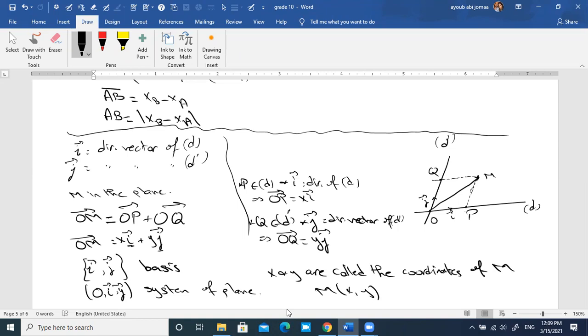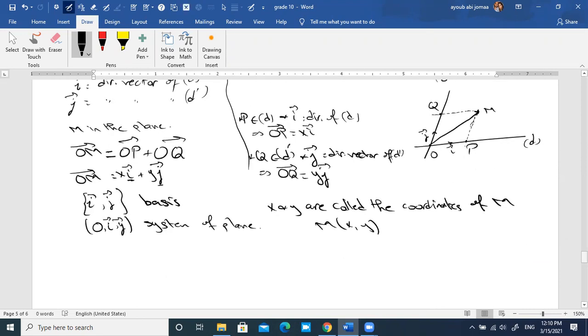This is what you know from grade 8 to 9. This is the meaning of coordinates of a point. This is the meaning of base system. In the coordinate system XOY, as you took it in grade 9, we call this the axis of abscissa and this the axis of ordinate. This is abscissa and this is ordinate.